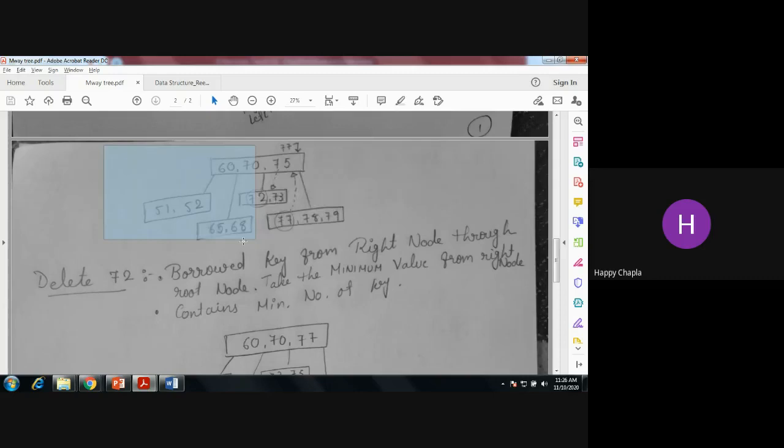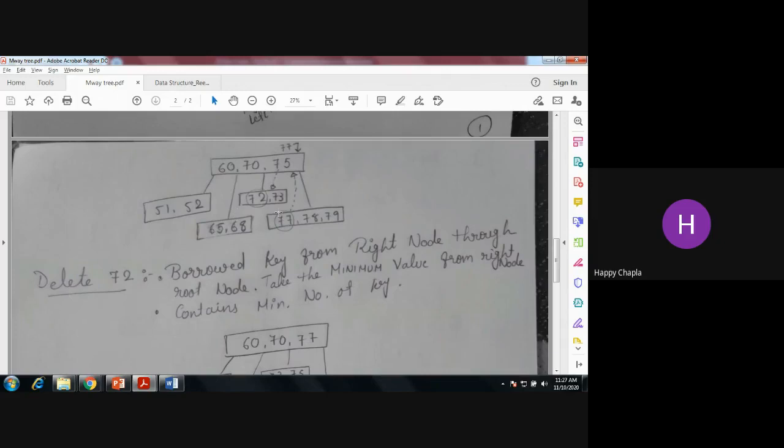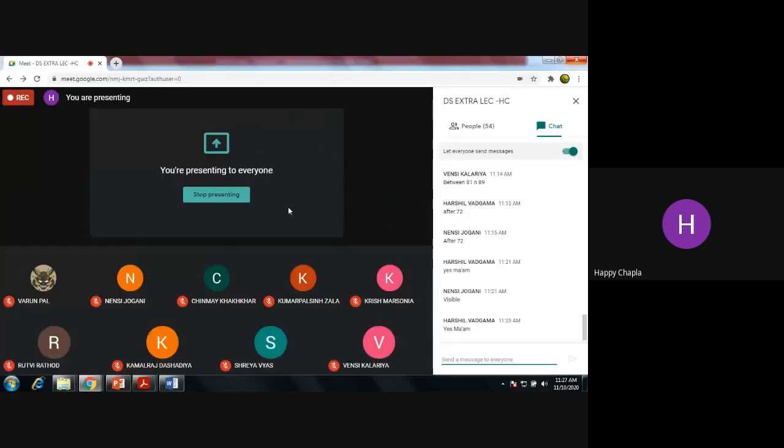If we have this tree with us, and if we want to delete this 72, okay. If we want to delete this 72, what would be the scenario? First step. If I'm deleting this 72, is it okay that I am reaching the minimum number of keys? No, because 73 is alone in the available node. So what do we have to do?